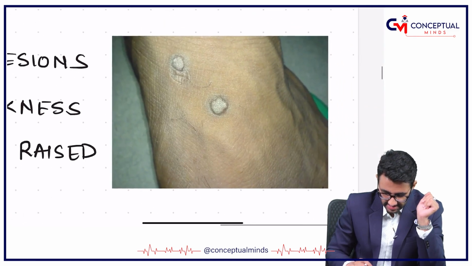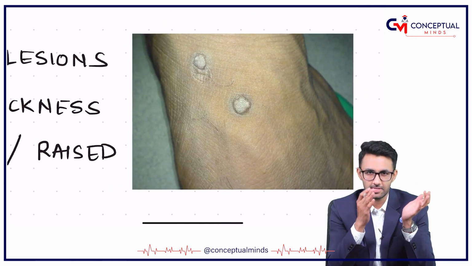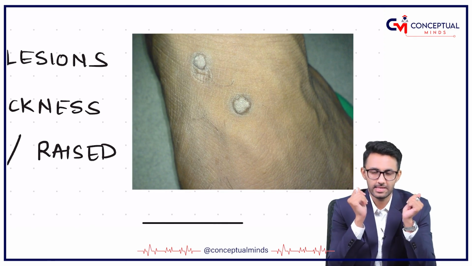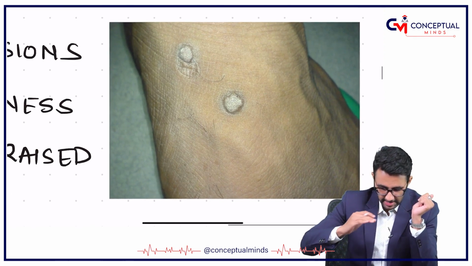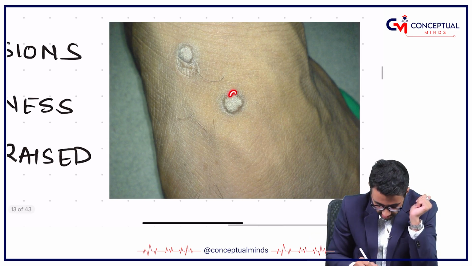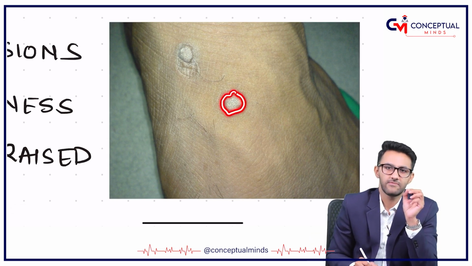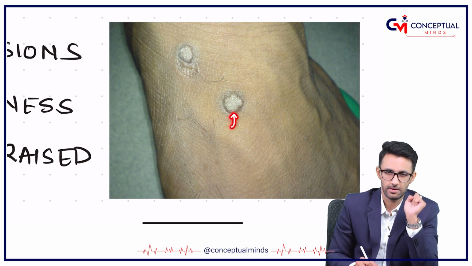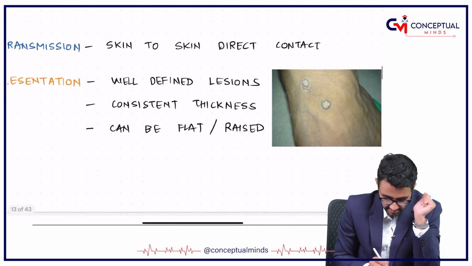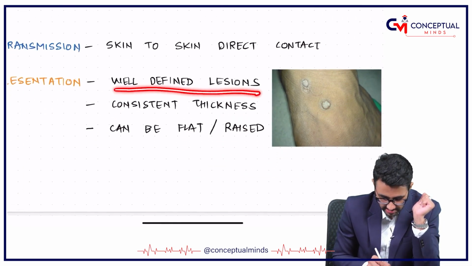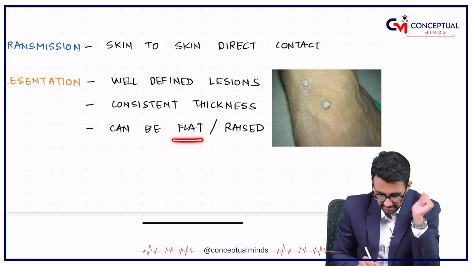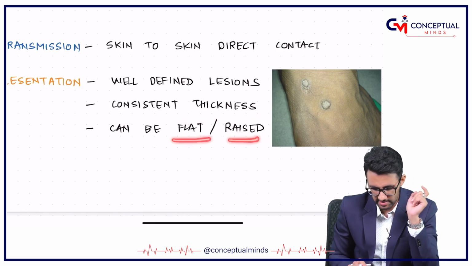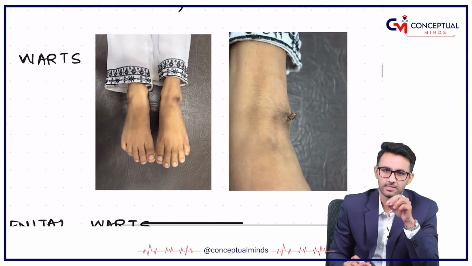We are going to do the same thing as we did in the first image: describe the image. The first thing we see is a very well defined lesion. It is dry and very well defined, but slightly elevated. The borders are well defined. This much we can say very clearly. It is written here that lesions are well defined, of consistent thickness, and can be flat or raised. In the first case we saw, the lesion is quite raised up.